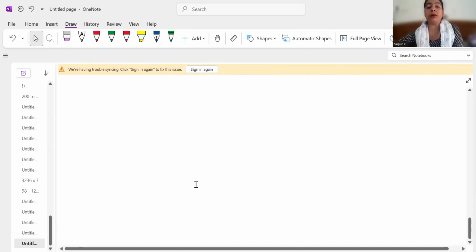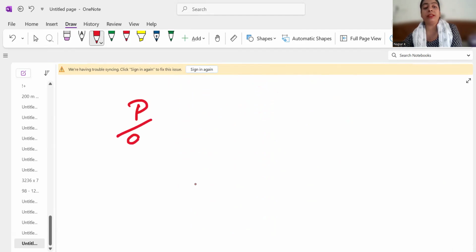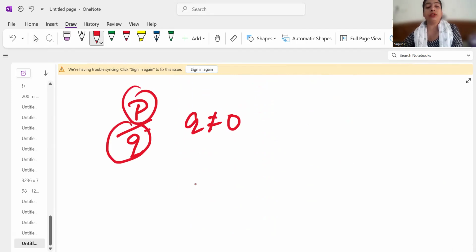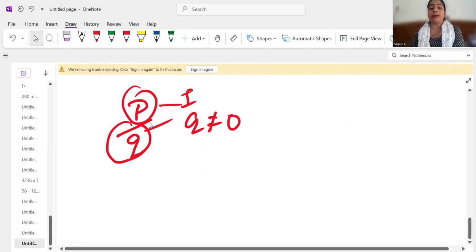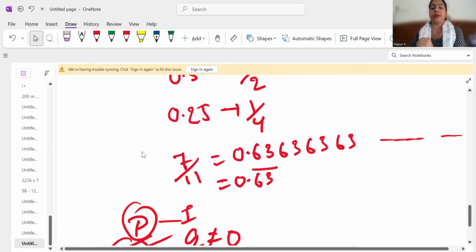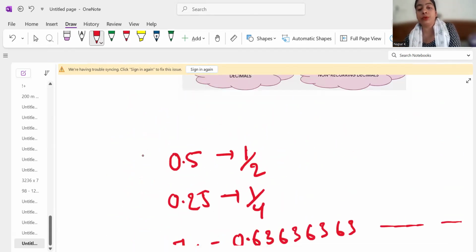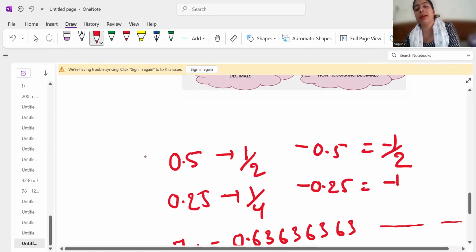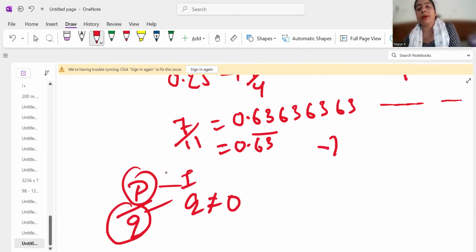So what is the definition of a rational number? Any number in the form of p by q, where q is not 0 and p and q belong to the set of integers, is called a rational number. If p and q belong to the set of integers, then one thing is true: if 0.5 can be represented on the number line as a point, then minus 0.5, which is minus 1 by 2, can also be represented. If 0.25 can be represented, then its opposite, minus 1 by 4, can also be represented. And the same is true for minus 7 by 11.